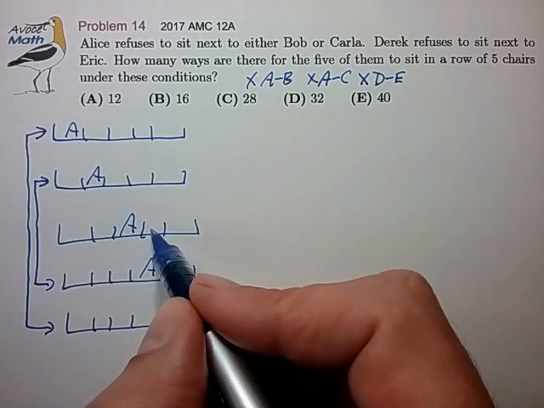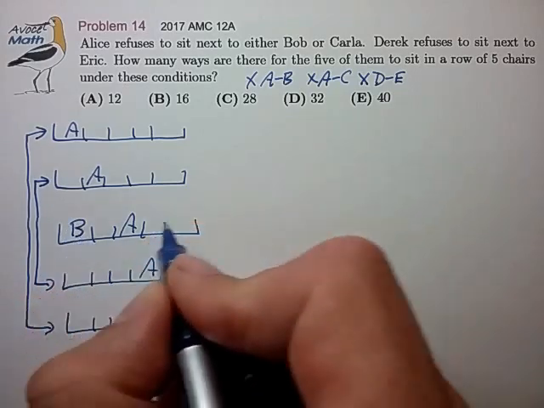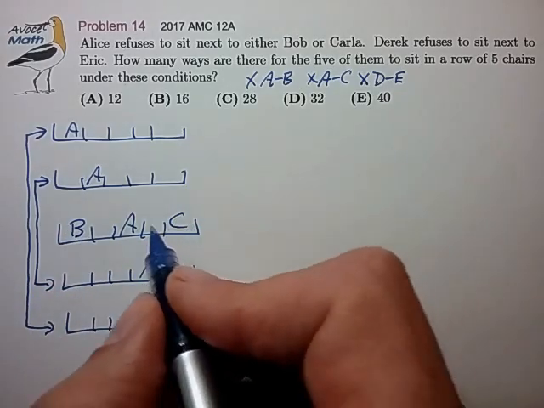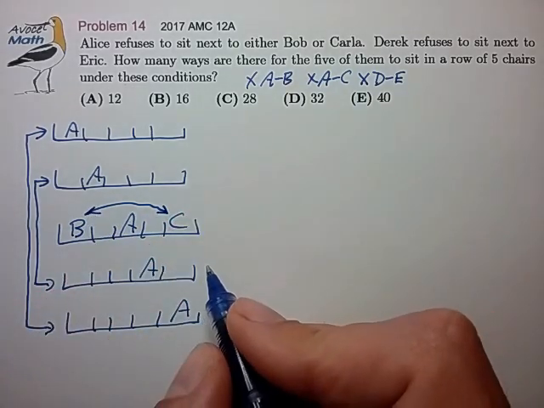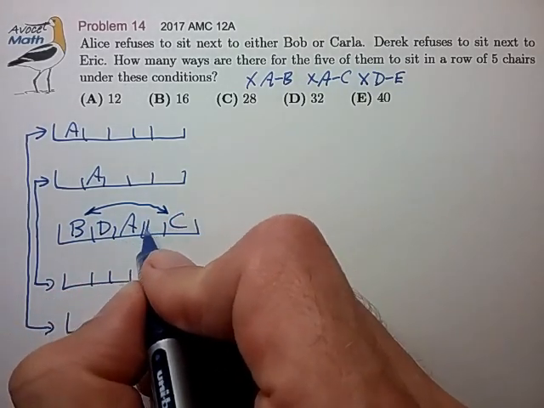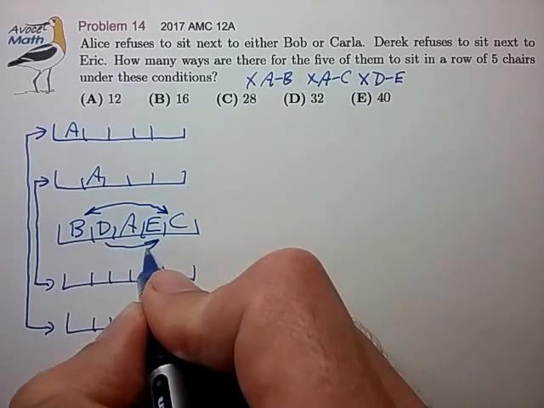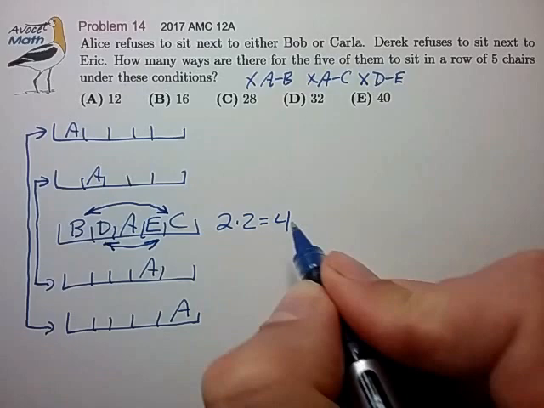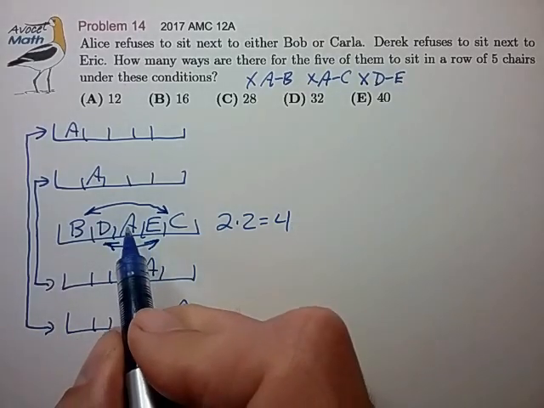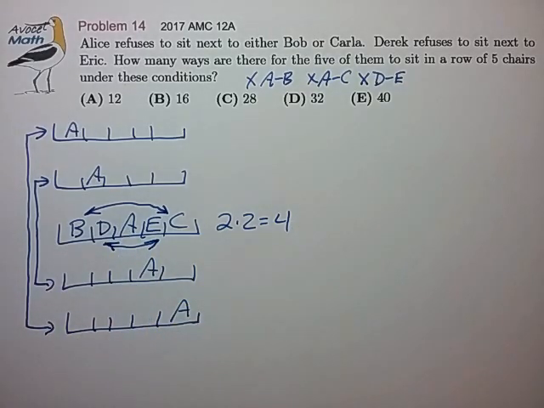don't want to sit next to A, that means B and C have to be at the ends, or we could swap their positions, and that forces D and E to be as shown, or their conditions could be swapped. So that leads to 2 times 2, 4 possible arrangements for Alice being in the middle.